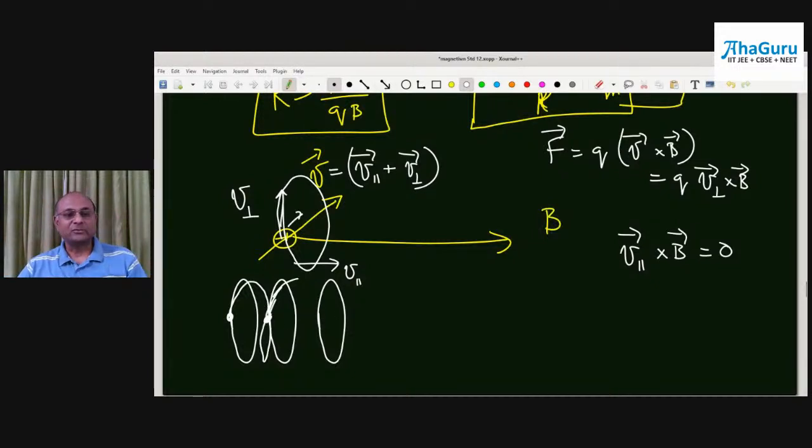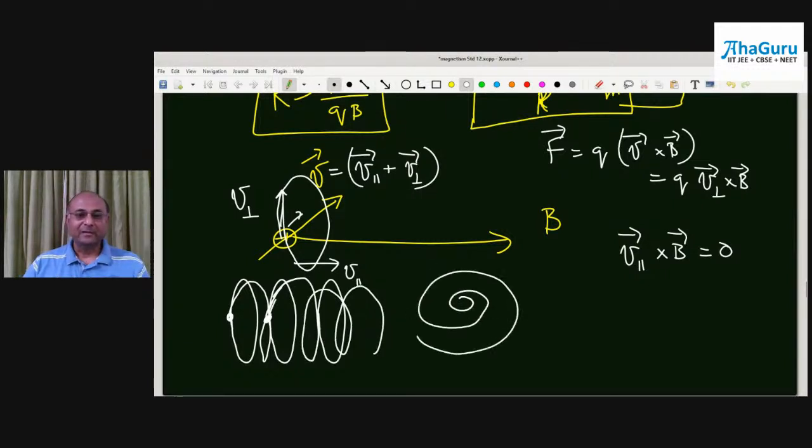So this is actually a helix. This is not a spiral. Please remember, some people confuse helix and spiral. This is a spiral. A spiral is a planar object. You can actually just move on the plane.